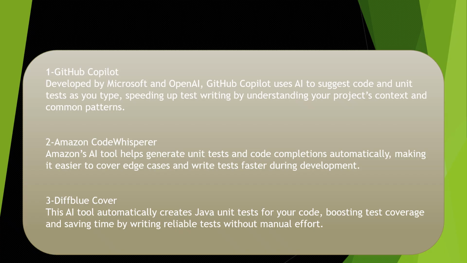As you are observing, I keep on mentioning Code Whisperer, which is from Amazon. This is again an AI tool to help us write or generate unit tests for our functions or methods. So here I have mentioned that Amazon's AI tool helps generate unit tests and code completions automatically, making it easier to cover edge cases and write tests faster during development.